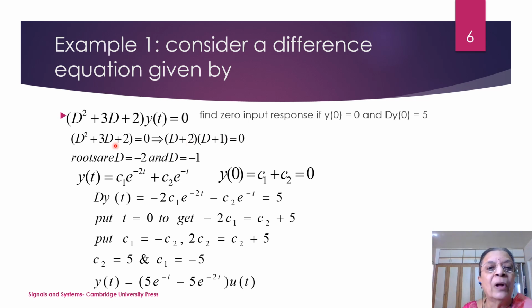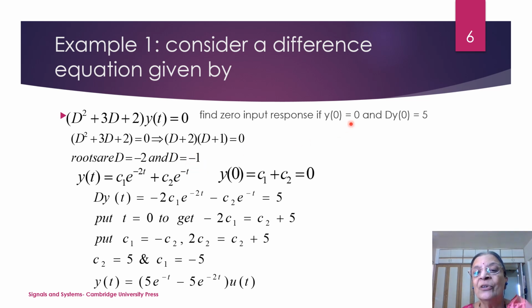Now what I will do is take this characteristic polynomial D squared plus 3D plus 2 equal to 0 and decompose it into factors to find the roots. In this case the roots are D equal to minus 2 and D equal to minus 1. Now if I know these roots, I can write down the solution y(t) in the generalized form as some constant c1 e raised to minus 2t, this is for the first root, plus c2 e raised to minus t, this is for the second root, right?